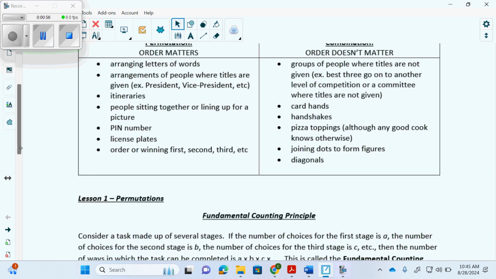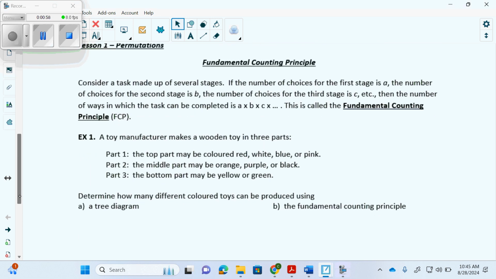So we're going to look here. The fundamental counting principle. Consider a task made up of several stages. If the number of choices for the first stage is A, and the number of choices for the second stage is B, and the number of choices for the third stage is C, then the number of ways you can complete the task is A times B times C times however many there are, which sounds really confusing. It won't be in a second. That's just the definition of it.